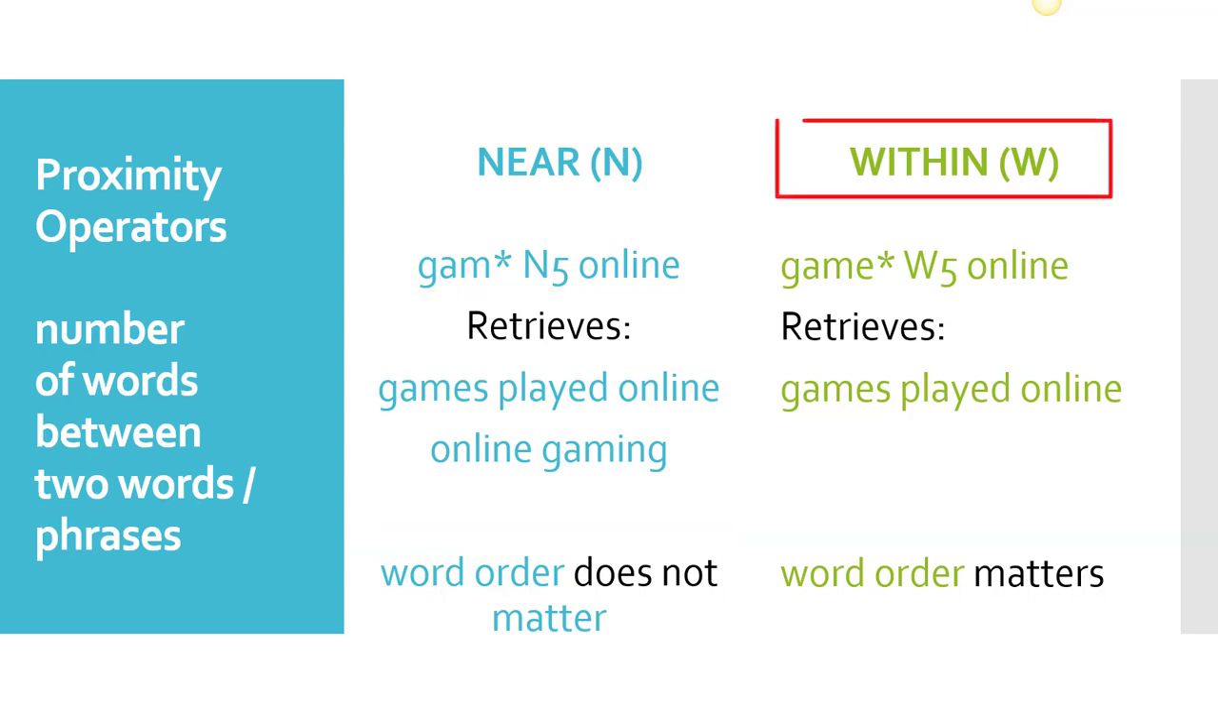The WITHIN operator works similarly, except in this case the word order does matter. So game W5 online will find games played online. It won't find online gaming for you. Depending on whether word order matters can help you decide between using NEAR and WITHIN. And that demonstration is how proximity operators work in the EBSCO databases. If you're using other databases, consult the help section or a librarian.